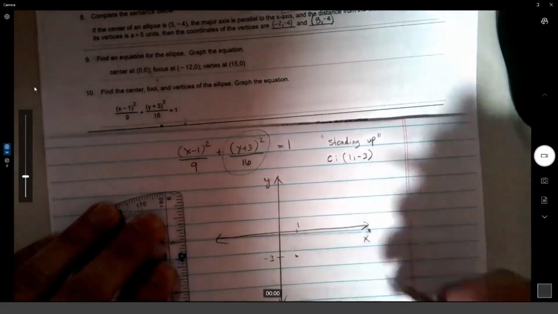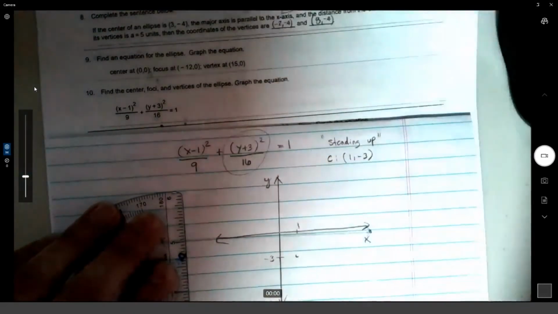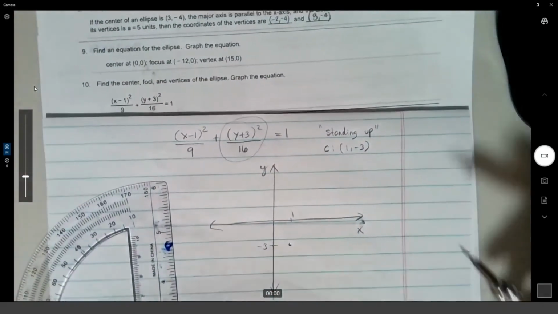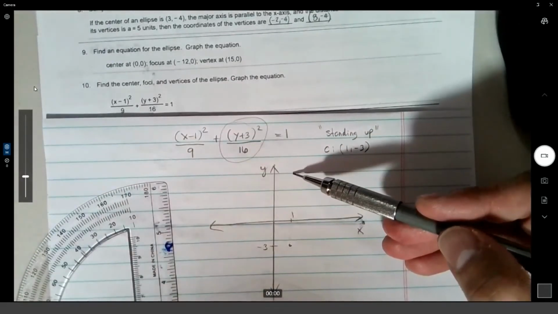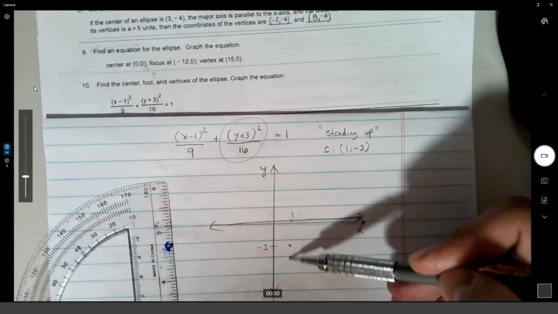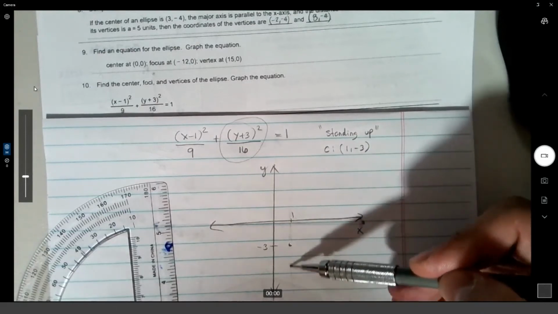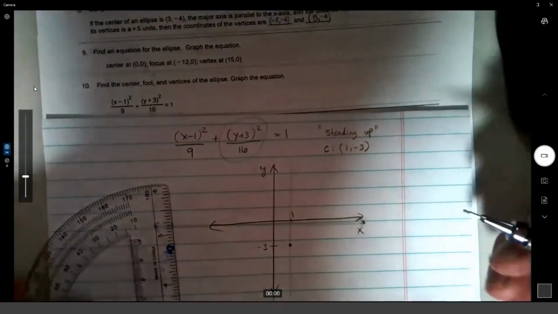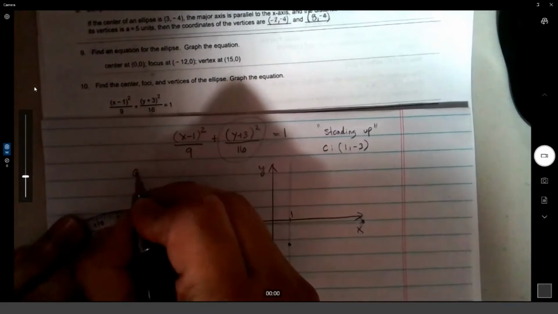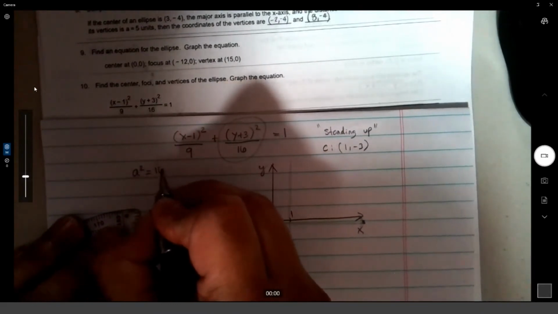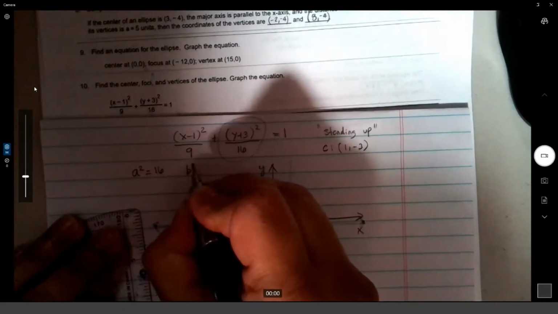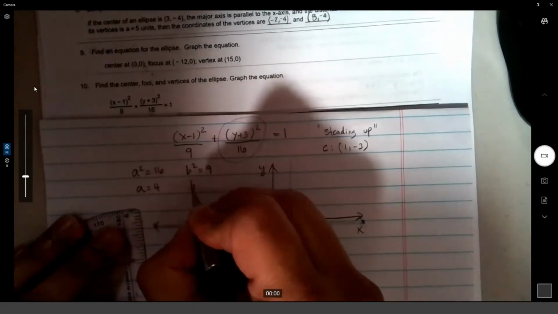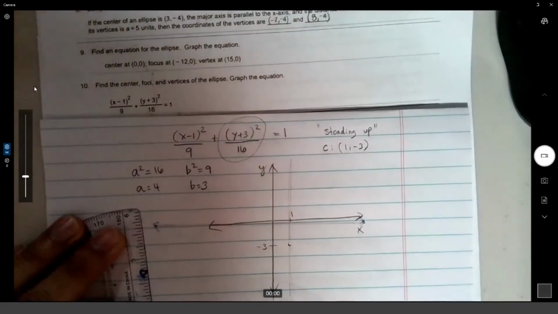So here's the center. Since it is standing up, I'm expecting the foci and the vertices to be along this line right here, okay? Because it is standing up. So in this case, a squared is equal to 16 and b squared is equal to 9. Therefore, a is equal to 4, b is equal to 3.